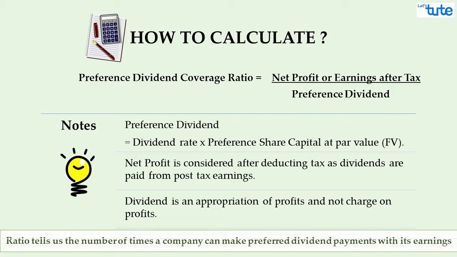Hence, this ratio tells us the number of times a company can make preference dividend payments with its earnings, which helps us to analyze whether the company is doing well or whether it is profitable or not. If the company has sufficient profits to pay dividend, it is deemed to be doing well.